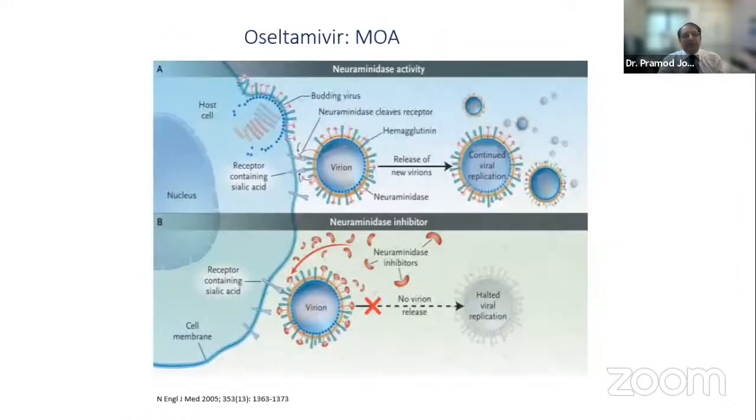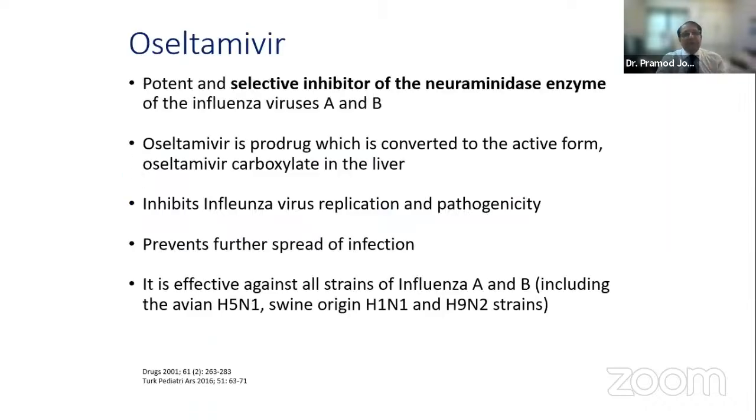So when you see this particular picture, you'll find that there is a virion, and there is a release of new virions, and the replication of the virus continues, in the upper portion of the picture. In the lower portion, you can see that the virion has not been able to release further virions because the neuraminidase inhibitors have blocked the neuraminidase, okay? And the viral replication has been halted. This Oseltamivir is a potent and a selective inhibitor of the neuraminidase enzyme of influenza virus A and B.